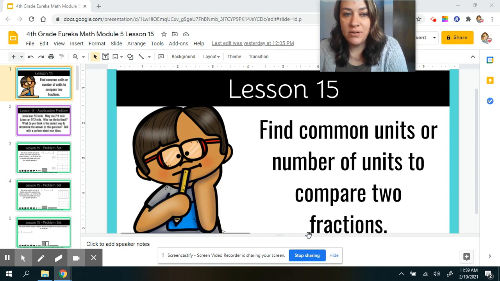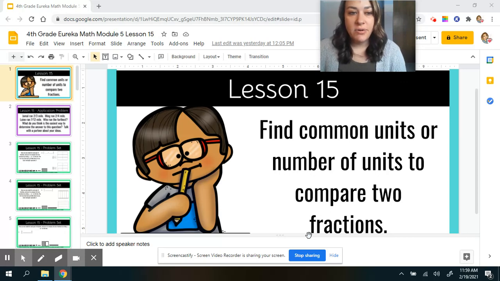In this lesson, we are going to continue to compare two fractions, but today we're going to work on finding common units or common denominators to compare those fractions. So our objective is: I will be able to find common units or number of units to compare two fractions.